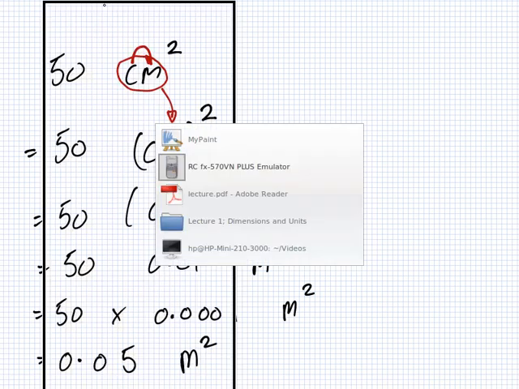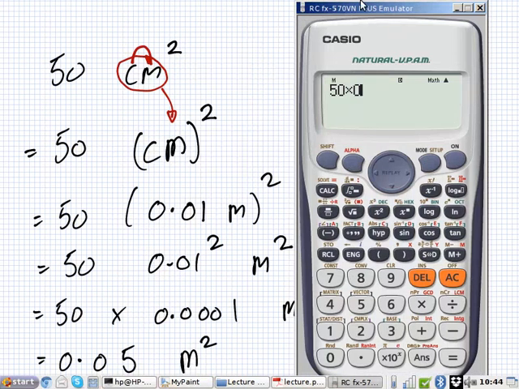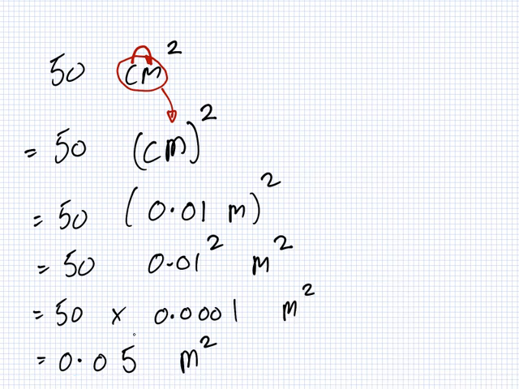Sure, we have a calculator. Let's double check. Yeah. I missed the 0. Disgraceful. 0.005? 1, 2, 3, 4. Yes, correct. 0.005 meters squared. Yeah. Okay. That was another example.